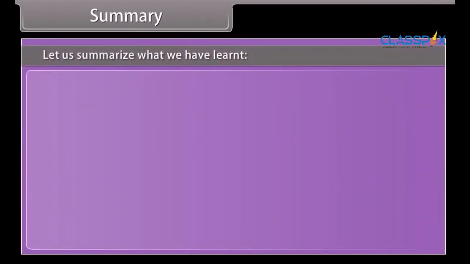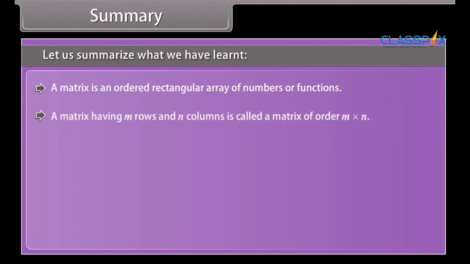Summary. Let us summarize what we have learnt. A matrix is an ordered rectangular array of numbers or functions. A matrix having m rows and n columns is called a matrix of order m by n. A matrix aij of order m by 1 is a column matrix. A matrix aij of order 1 by n is a row matrix.